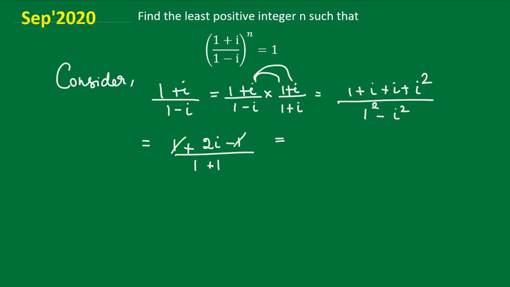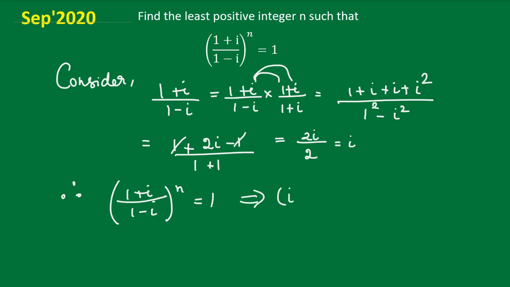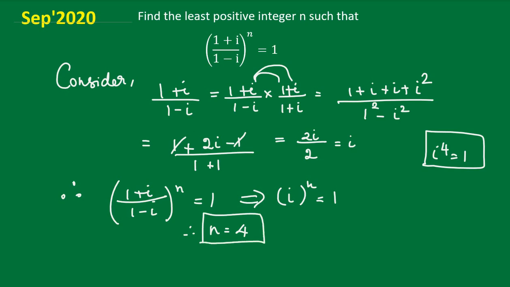Now this is again equal to 2i divided by 2, which is equal to i. Therefore, from the given question, ((1 + i)/(1 − i))^n is equal to 1, which implies i^n is equal to 1. We know that i^4 is equal to 1. Therefore, when n is equal to 4, the value of ((1 + i)/(1 − i))^n is equal to 1. Therefore, n is equal to 4 here.